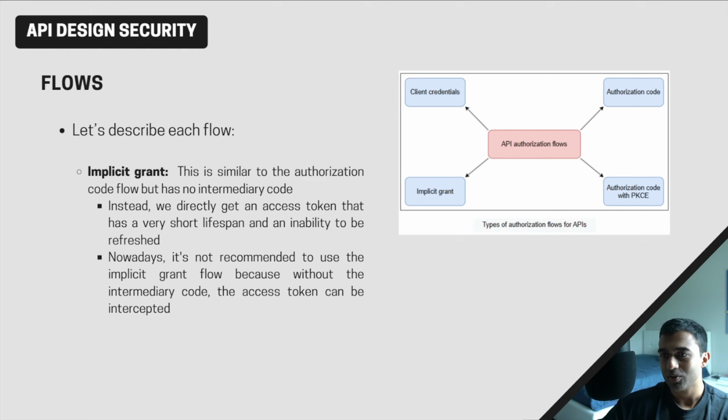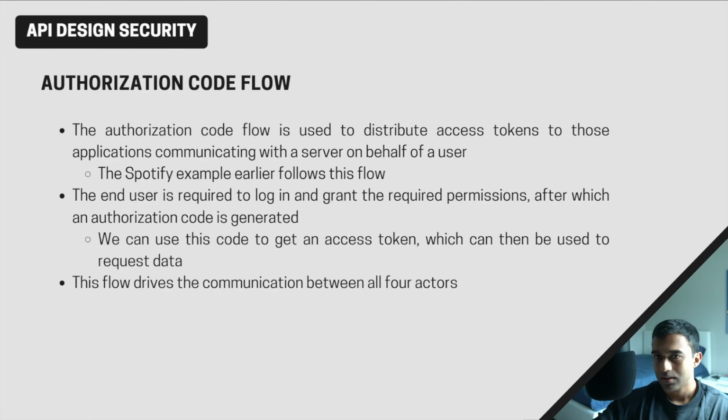Then there's implicit grant. This is similar to authorization code flow but has no intermediary code. Instead, we directly get an access token that has a very short lifespan and an inability to be refreshed. Nowadays, it's not recommended to use the implicit grant flow because without the intermediary code, the access token can be intercepted. So let's talk about authorization code flow.